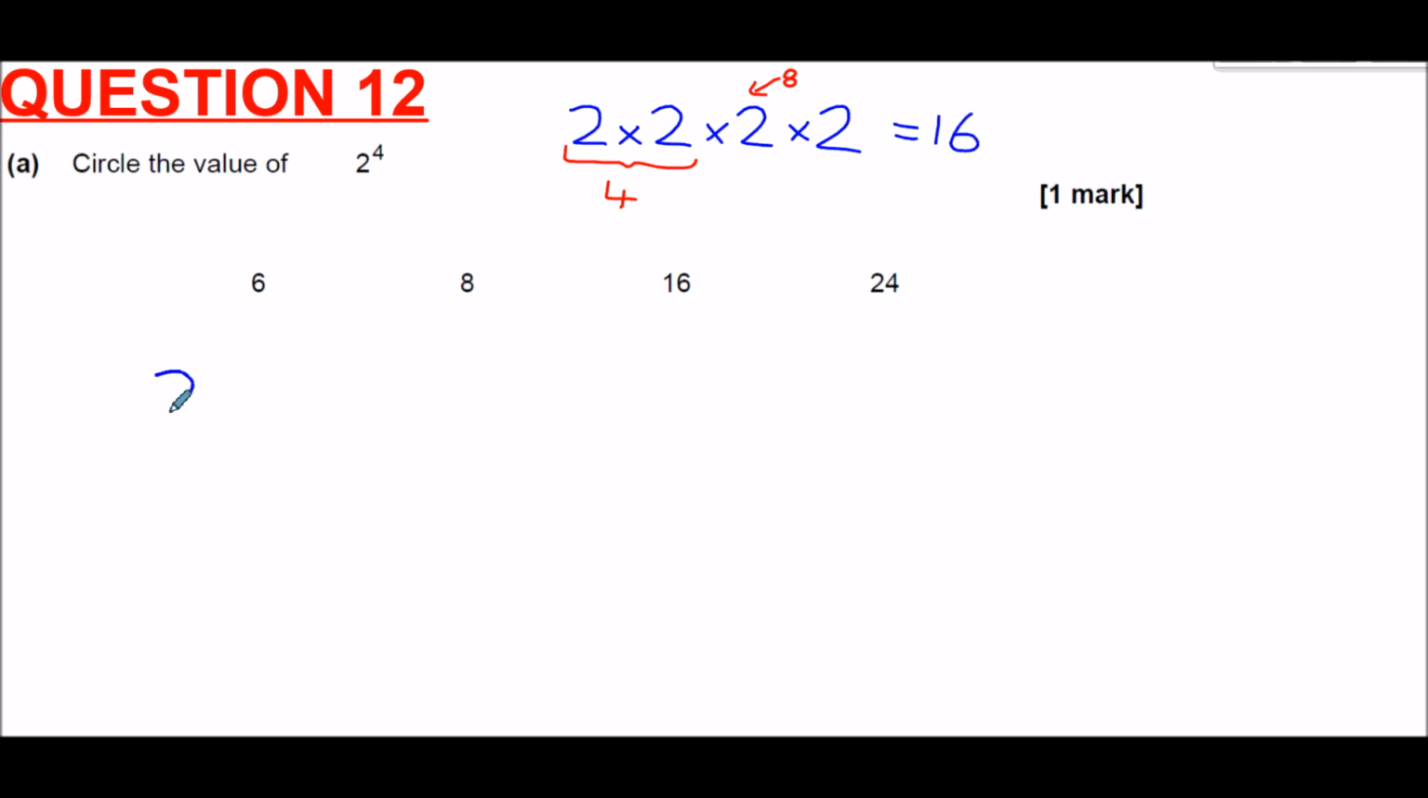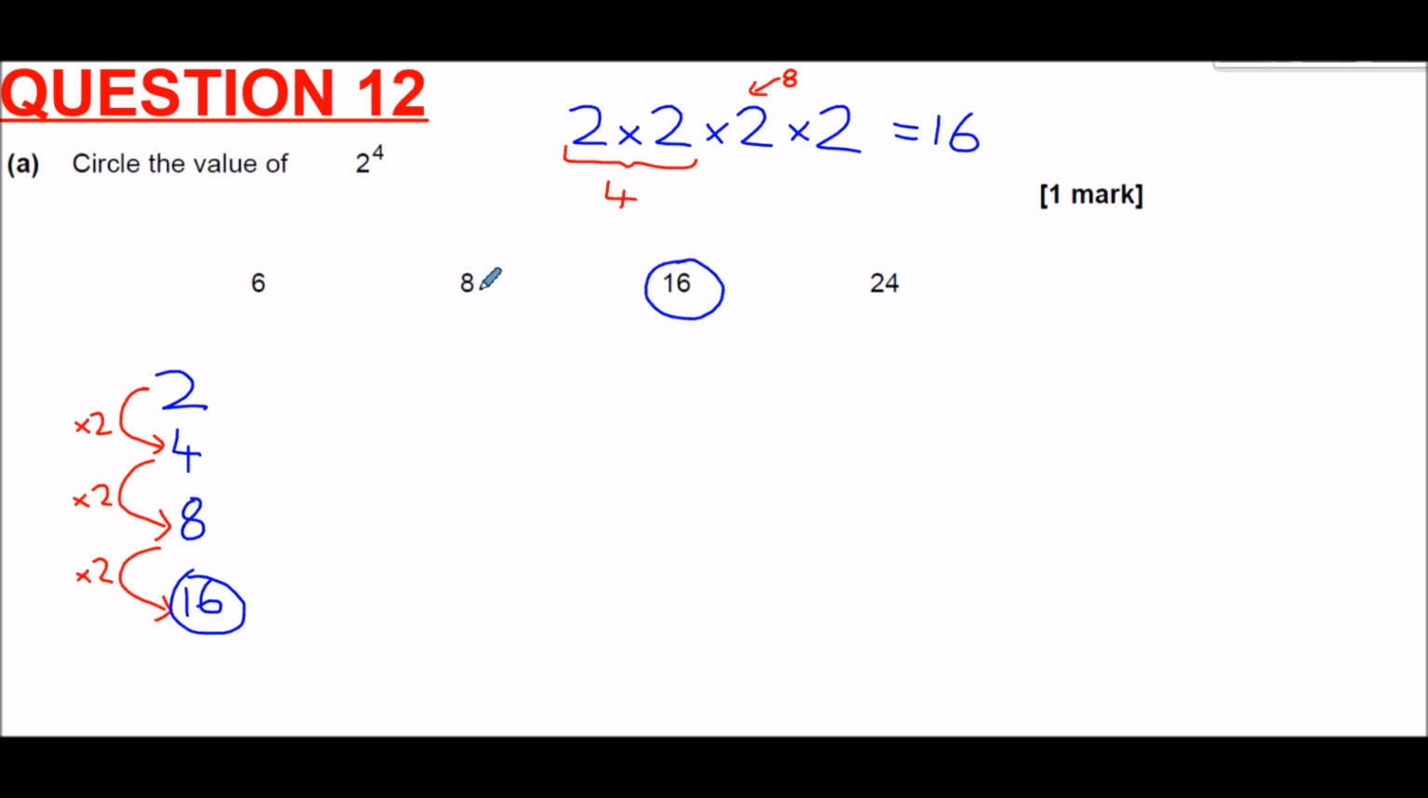What's happening is 2 is being multiplied by itself 4 times. So 2 times 2 times 2 again times 2. So we can picture it like this. 2 times 2 is 4. 4 times 2 is 8. 8 times 2 is 16. So the one we need to circle for question 12 part A is 16.